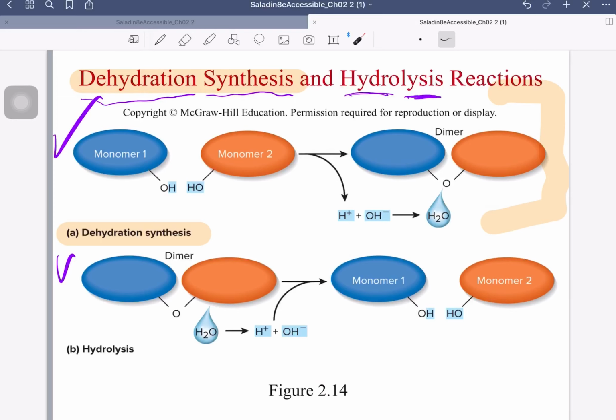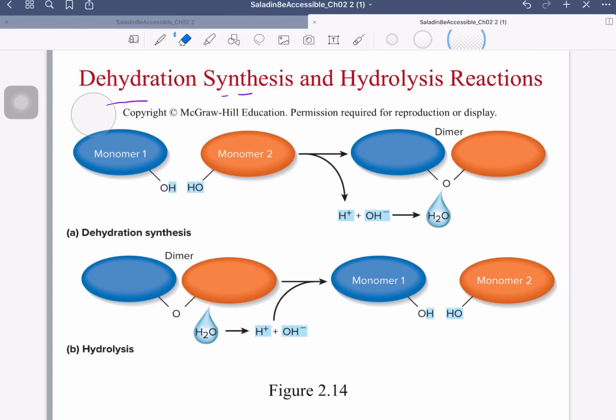The next one is hydrolysis, and it's basically the reverse. So if you know one, all you have to do is reverse the reaction for the other. And so we're going to look at hydrolysis. In this case, I already have these, say, sugars bonded together. Now I want to break them apart so I can use each sugar independently.